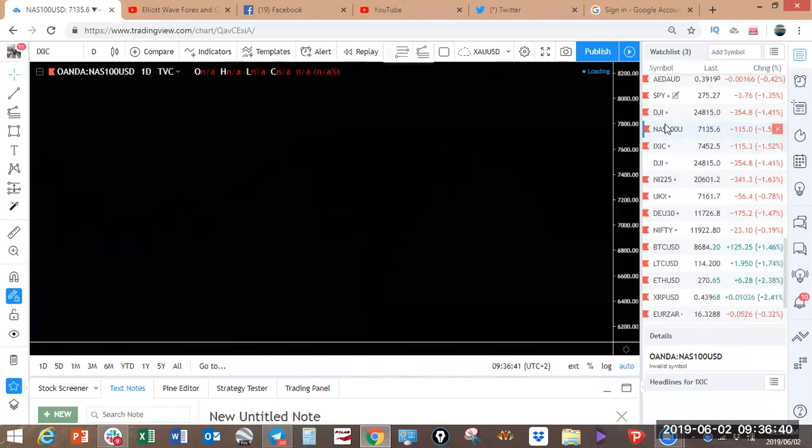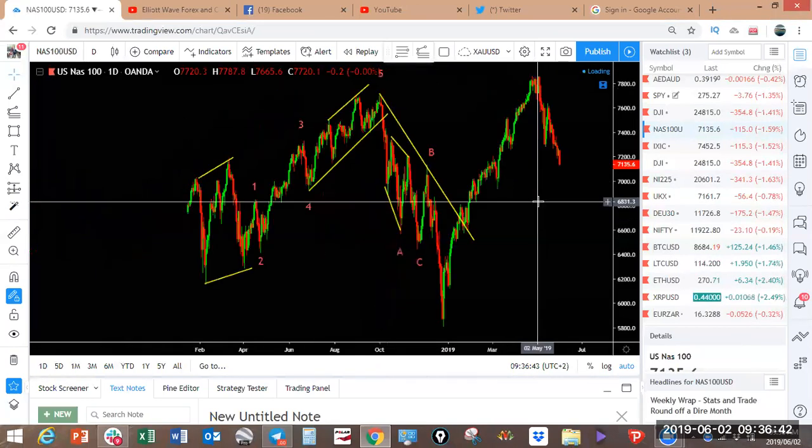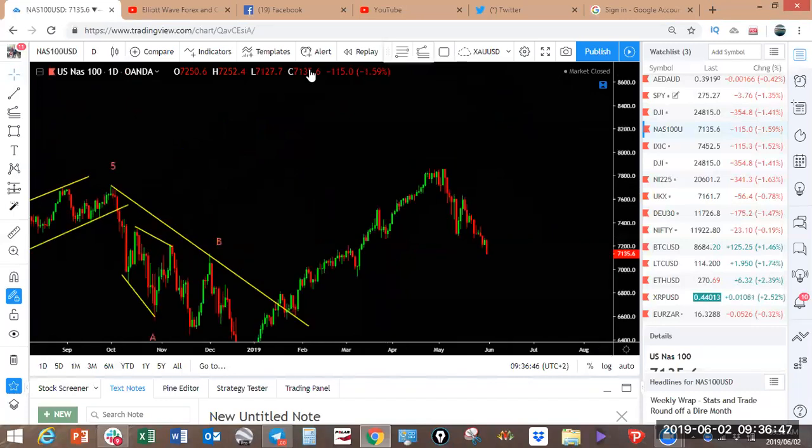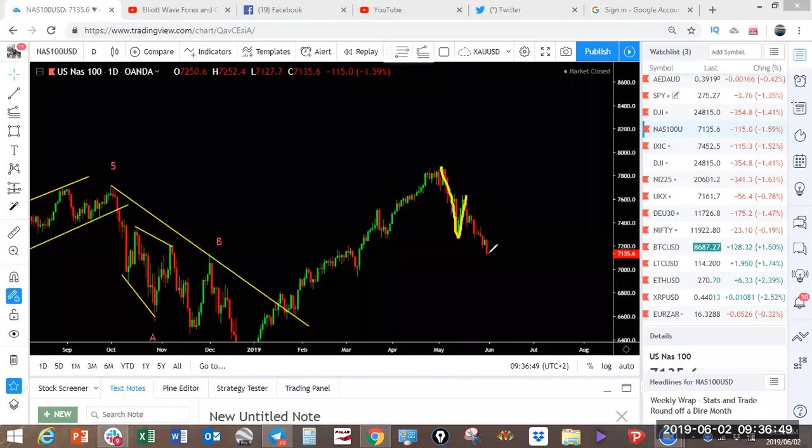Let's use this clean one. So the Nasdaq, same thing, three-wave pullback. They've all made three-wave pullbacks. The question is whether this is going to continue. Will it make a wave three to make a bigger corrective structure? Let's see how that plays out. Doesn't really matter at this stage.